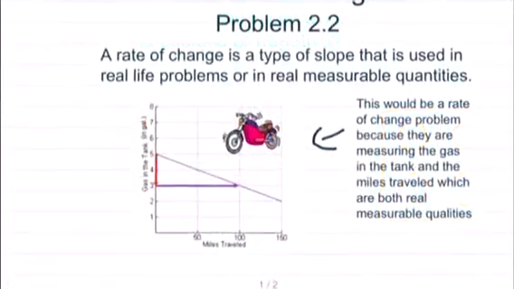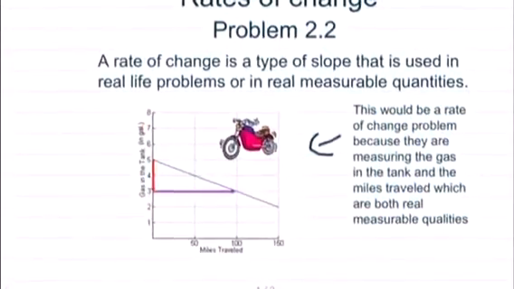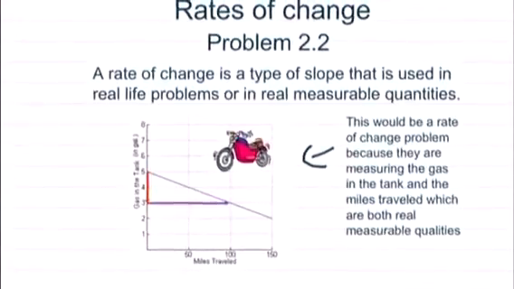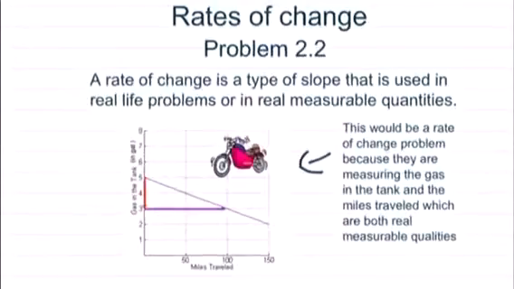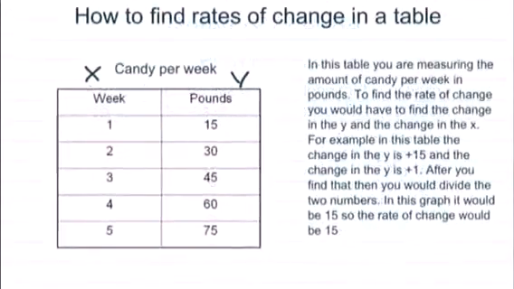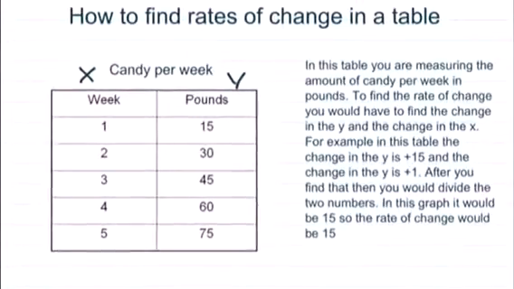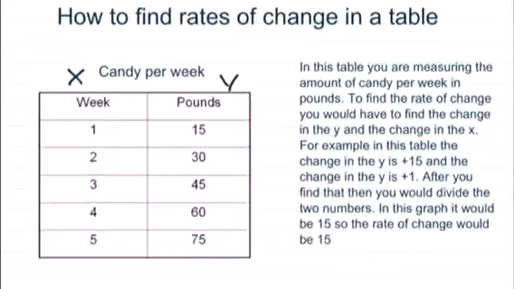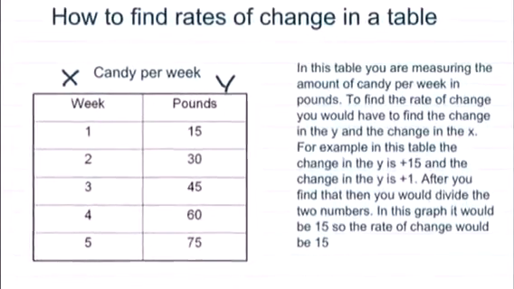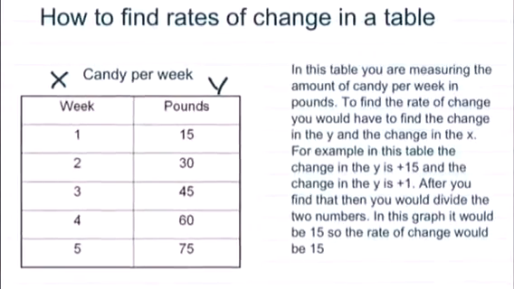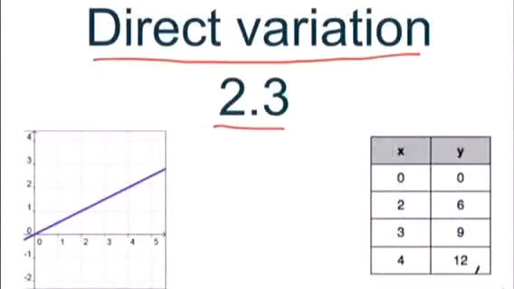Rate of change is a type of slope that is used in real problems or real measurable quantities. This problem would be a rate of change problem because you're measuring gas in the tank and miles traveled, which are both real-life quantities. If you're trying to find rate of change in a table, then you would have to find the change in the y and the change in the x. For example, in this table, the change of the y is 15 and the change of the x is 1. When you divide the two, then you would get 15. So the rate of change would be 15. Direct variation 2.3.